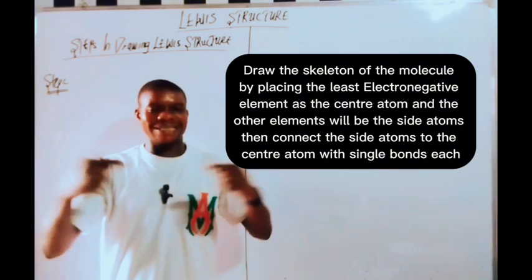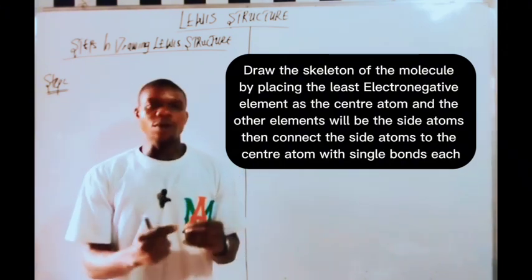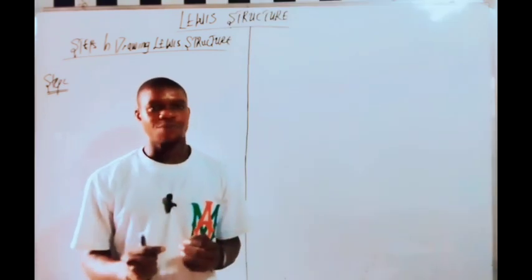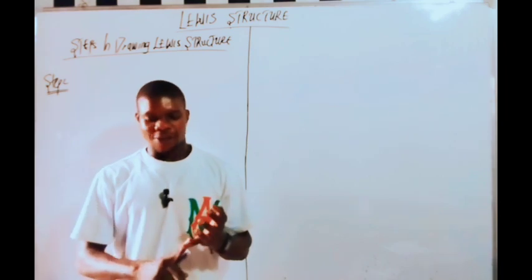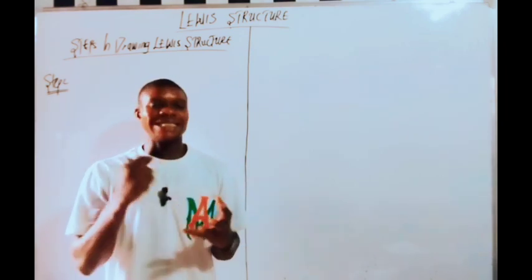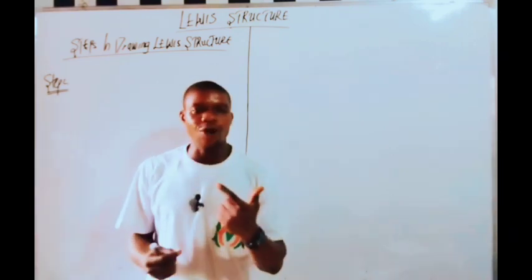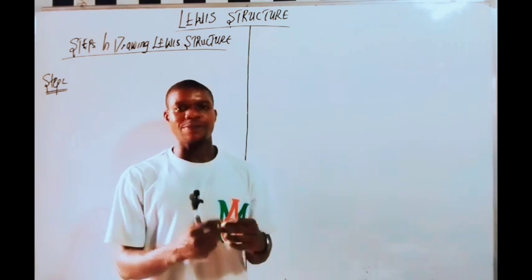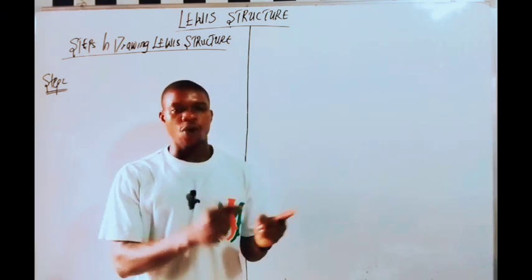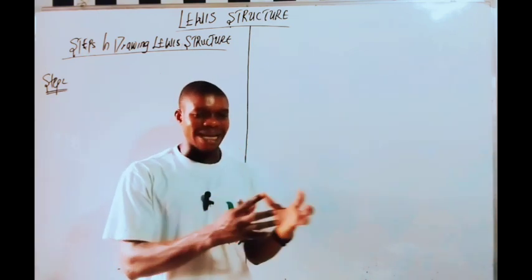With a single bond. Right there. Now, what you want to understand here is that there are 2 elements that can never be the center atom. Number 1 is hydrogen. Hydrogen can never be a center atom. So whenever you are drawing this structure, never put hydrogen as a center atom. Why? Because hydrogen can only form a single bond, because it wants to obtain the duplet electron. So hydrogen will always be a side atom. Hydrogen can never be the center atom. Do you understand?